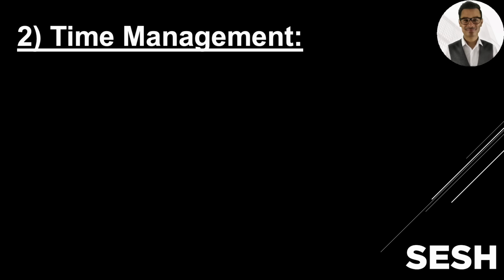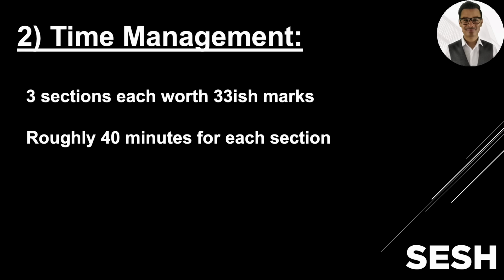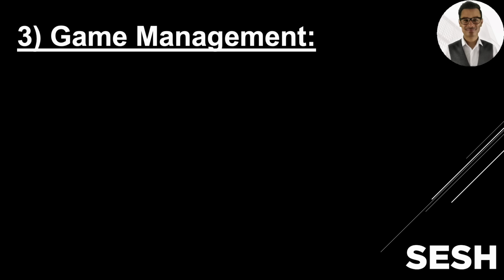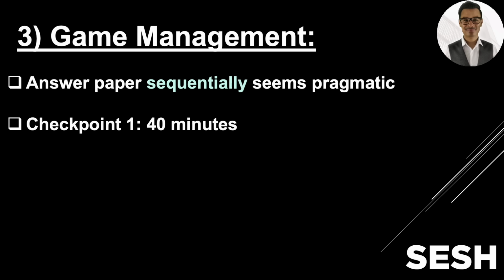Time management. So as I said before, 3 sections, each worth 33-ish marks. You're thinking roughly 40 minutes for each section here. Game management. We'll answer the paper sequentially, I think. That seems the most sensible, the most pragmatic way to go about this. And then you're thinking, these are your checkpoints. Checkpoint 1, in terms of your game management, I've finished Section A. Is it 40 minutes on the clock? You cite that clock. Where's that clock? You manage your time. You're on that 16 marker. You're just watching 40 minutes.